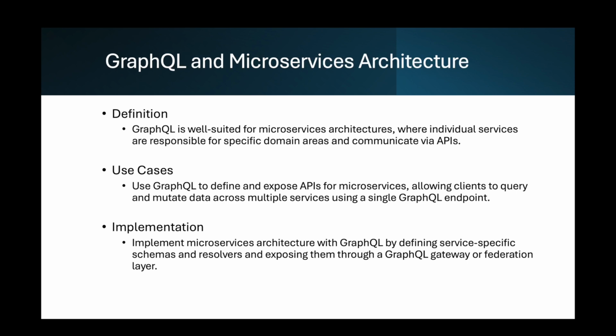And last one is GraphQL and microservice architecture. GraphQL is well suited for microservice architecture, where individual services are responsible for specific domain areas and communicate via APIs. Use cases for this: use GraphQL to define and expose APIs for microservices, allowing clients to query and mutate data across multiple services using a single GraphQL endpoint. Now, implementation for this: implement microservices architecture with GraphQL by defining service specific schemas and resolvers and exposing them through a GraphQL gateway or federation layer.